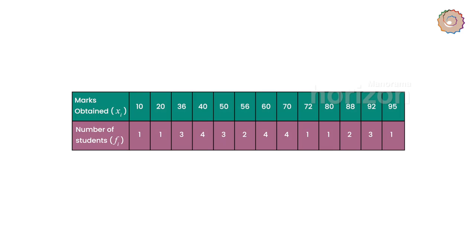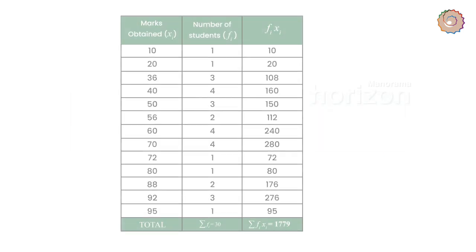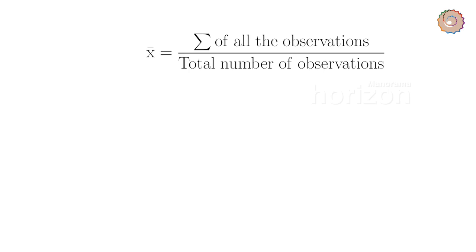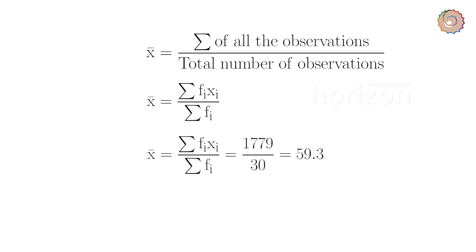Let's now consider an example of marks obtained by 30 students in class 10. Here, marks obtained is written as xi, fi as number of students, the product of xi and fi, and the summation of the same need to be calculated for further analysis. Therefore, the mean x bar is given by sigma fi xi divided by sigma fi, giving you 59.3. Therefore, the mean obtained is 59.3.